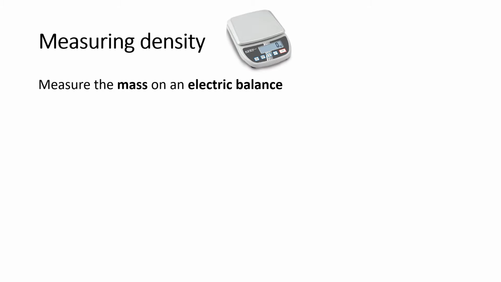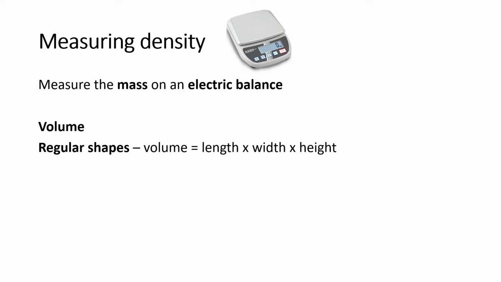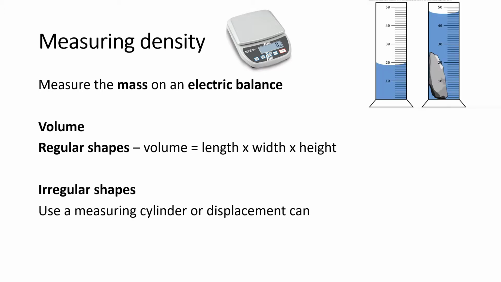We did a required practical on measuring the density. To measure the mass, you use an electric balance. To measure the volume of the object, it depends on whether it's a regular shape or an irregular shape. For a regular shape, the volume is usually the length times the width times the height for a box shape. For an irregular shape, there are two methods you can use. You can use a measuring cylinder or a displacement can.